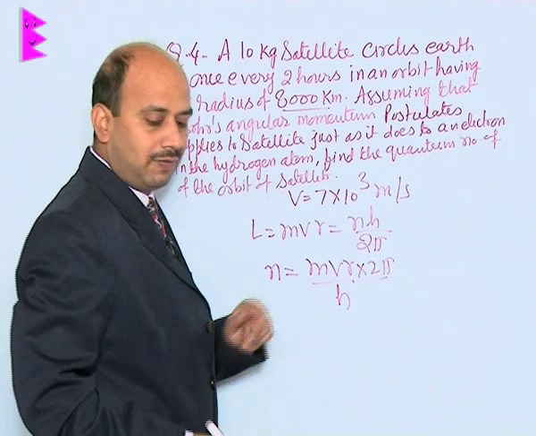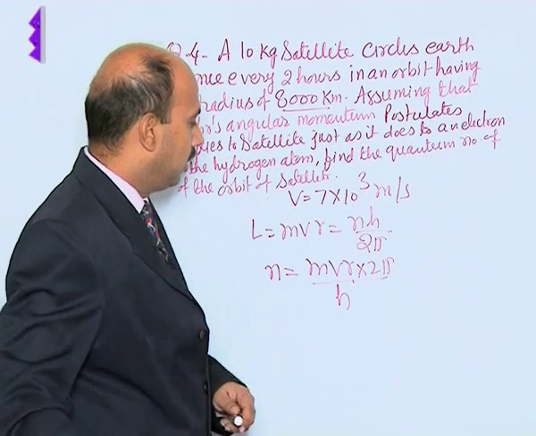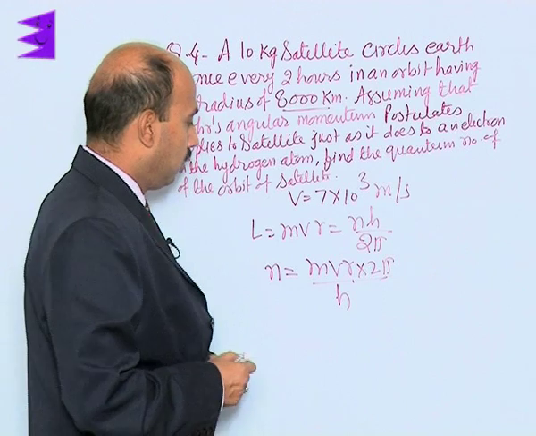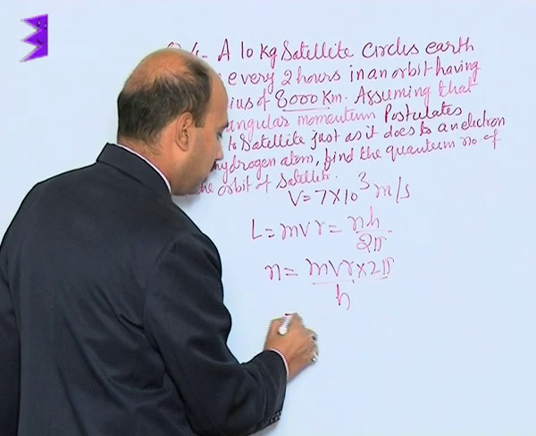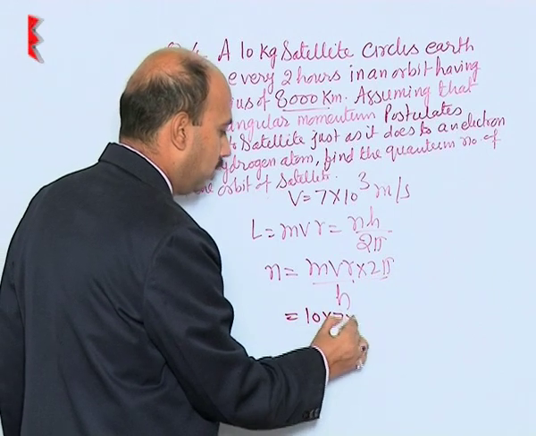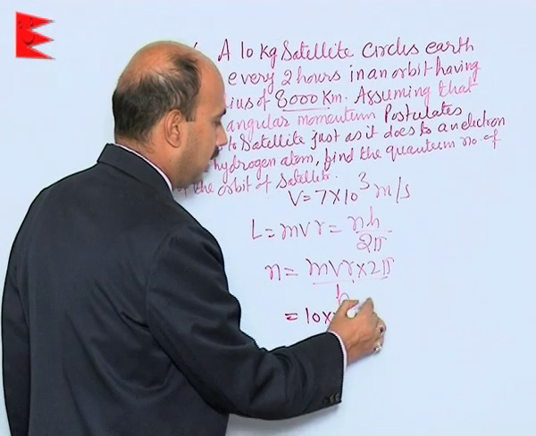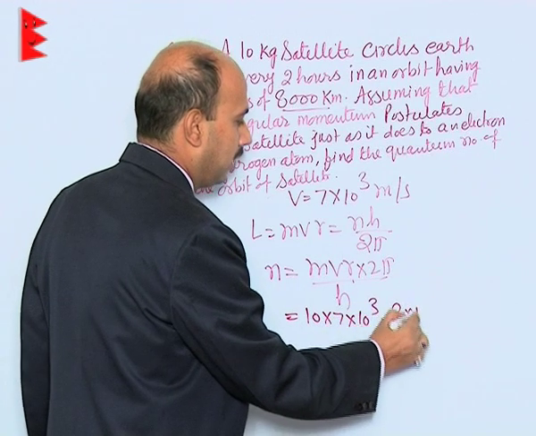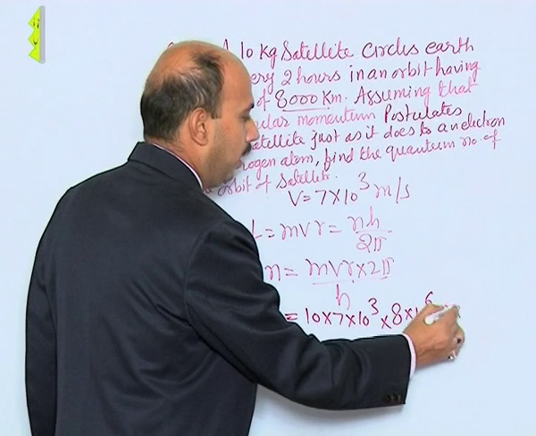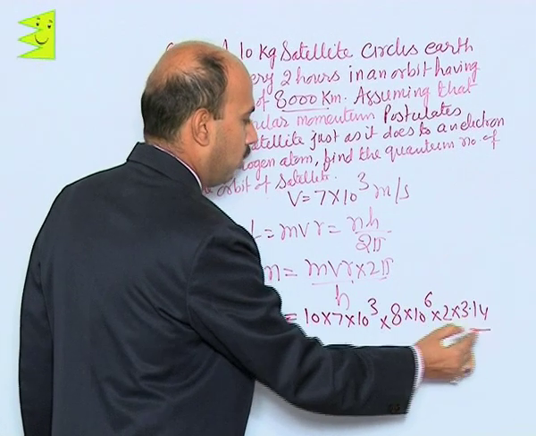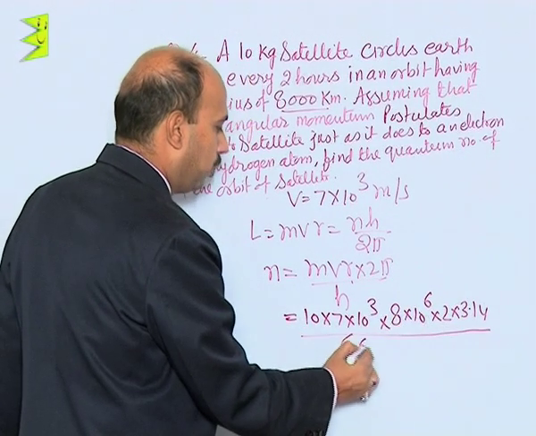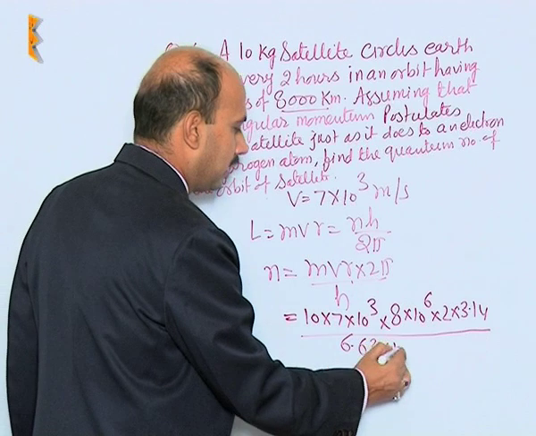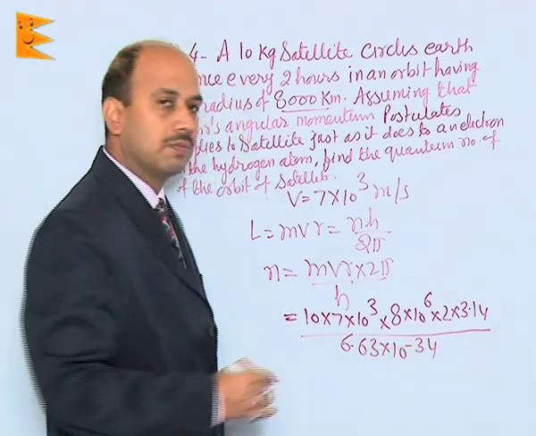We can put all the values over here in this case. So when we place the values, we will get 10 into 7 into 10 raised to power 3 into 8 into 10 raised to power 6, into 2 into 3.14, divided by 6.63 into 10 raised to power minus 34.